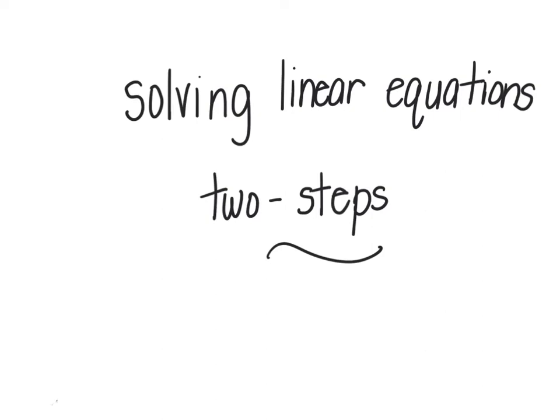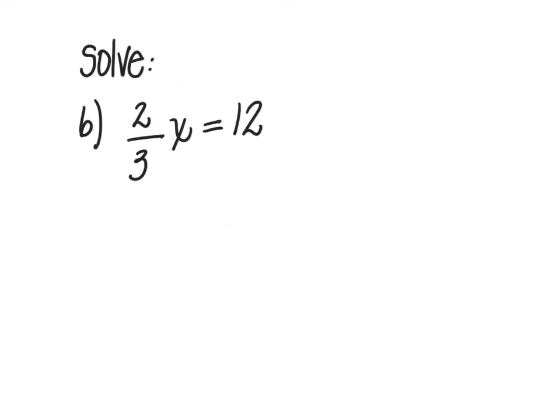In this video, we are going to be solving linear equations that involve two steps. Remember, in the previous video, we discussed the goal of solving an equation. The goal is to have your variable isolated on one side of the equation equal to a constant on the other side of the equation. And when you're working with equations, you're always trying to undo what's being done to your variable. So these equations involve two steps.